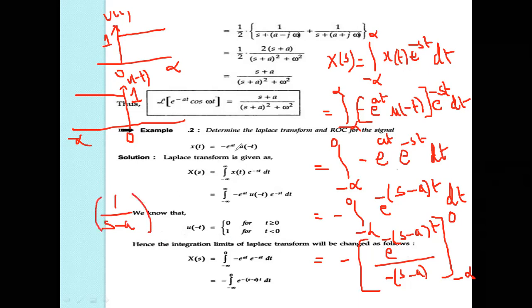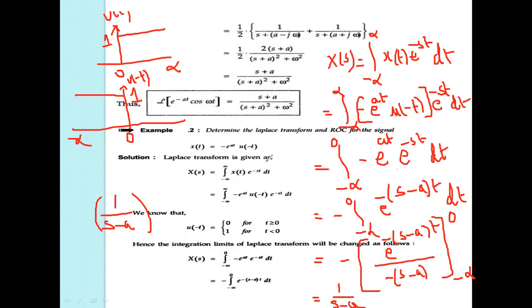So this is for the positive exponential. The Laplace transformation is equal to 1 by s minus a. Got it, students? So for the positive exponential value, 1 by s minus a, and for the negative exponential value it is 1 by s plus a.